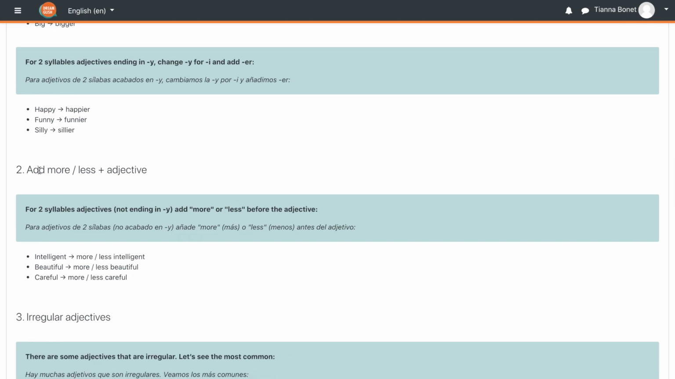Now let's take a look at add more or less plus adjective. For two-syllable adjectives not ending in Y, add more or less before the adjective. Intelligent becomes more or less intelligent. Beautiful becomes more or less beautiful. Careful becomes more or less careful.